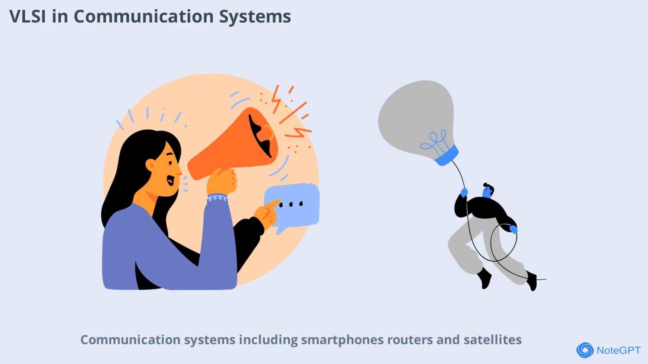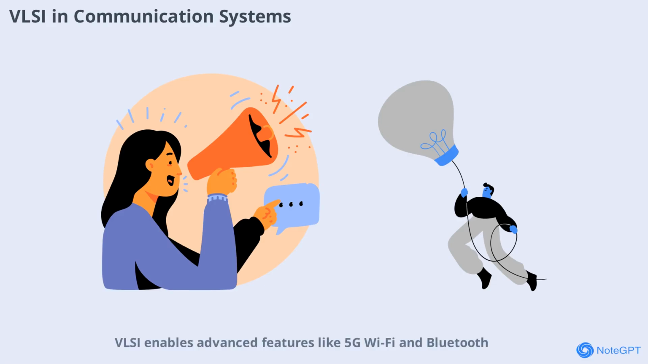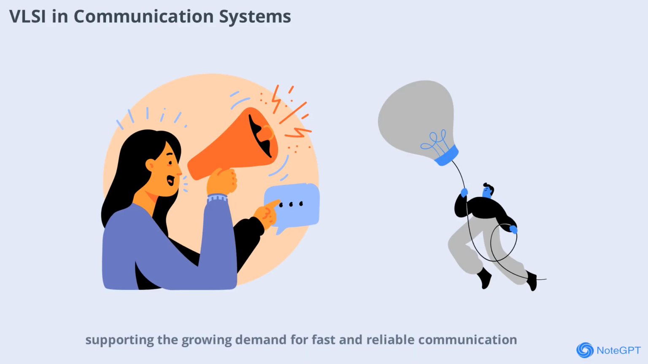Communication systems, including smartphones, routers, and satellites, depend on VLSI chips for high-speed data processing and connectivity. VLSI enables advanced features like 5G, Wi-Fi, and Bluetooth, supporting the growing demand for fast and reliable communication. The evolution of VLSI is closely tied to advancements in global connectivity.